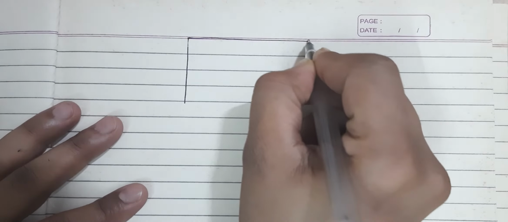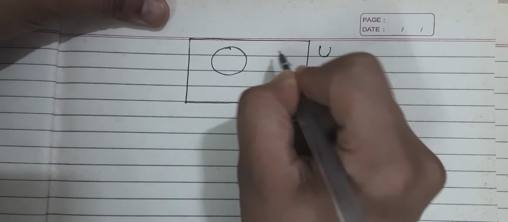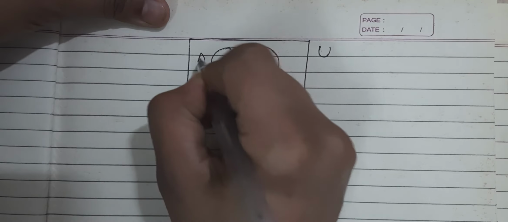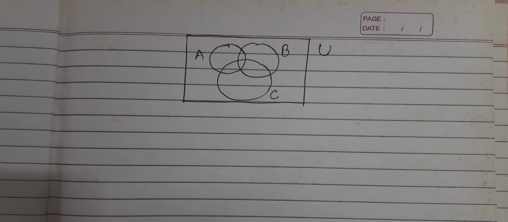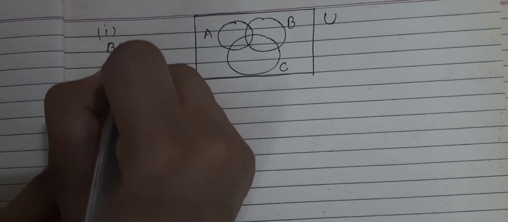Now, what if we have three sets? Then again we will take a rectangle which represents the universal set, and then we'll take three sets like this: set A, set B, and set C. Now suppose we have to represent B union C, that is, show B union C using a Venn diagram.